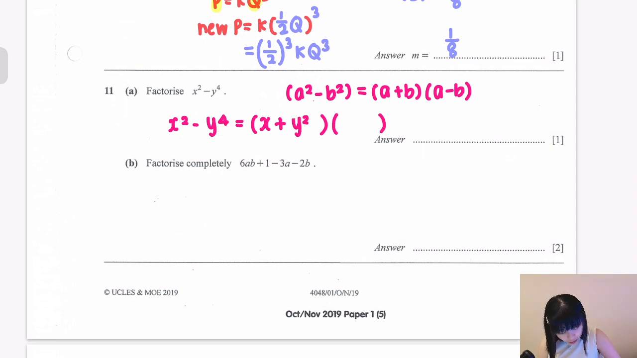Repeating the same thing, a minus b is the same as over here, x minus y squared. So if you apply this formula, you will get x plus y squared and x minus y squared. That's your factorized form.